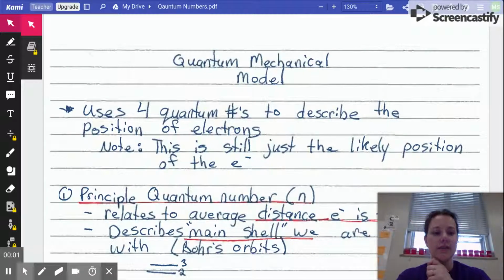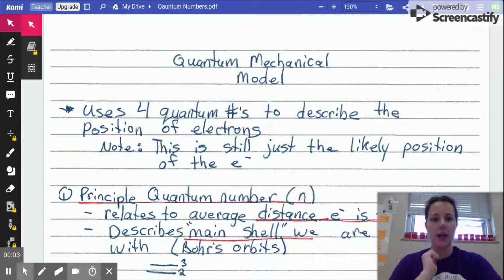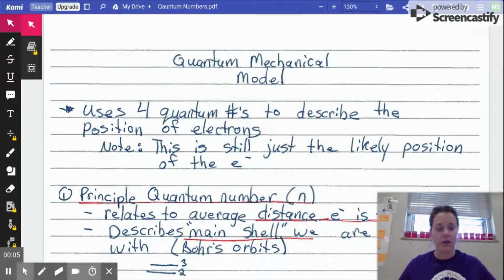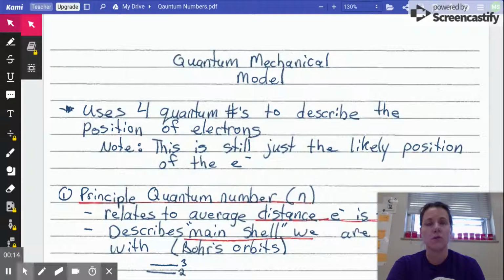Okay, so this is a video lesson where we are looking at the quantum mechanical model of the atom. Previous to this model, you have really learned the Bohr model of the atom. That is the idea that the electrons are found in very distinct energy levels orbiting the nucleus, and the energy level that they are located in depends on the amount of energy that they have.